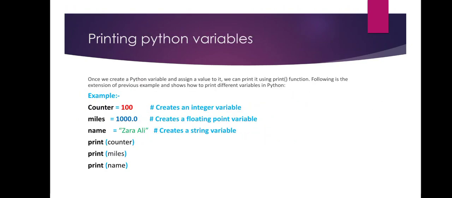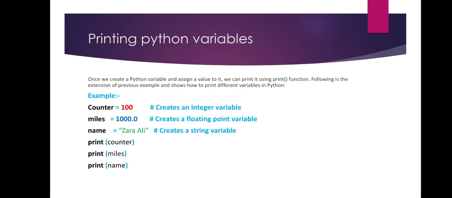Then we will see printing Python variables. Now the task is how to print Python variables. In the last step we created Python variables, and now we have to print them. Once we create a Python variable and assign a value to it, we can print it using the print function. Following is the extension of the previous example and shows how to print different types of variables in Python.